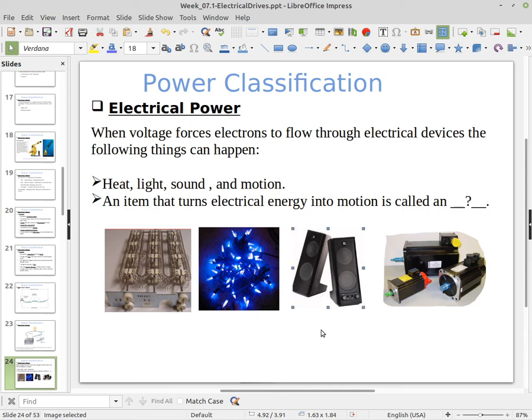Speakers, right? So you take that electrical energy, you move it through a magnet attached to some sort of flexible material, and you can produce sound. And then, of course, finally here we have motors, which we've already stated. Motors turn electrical energy into motion.